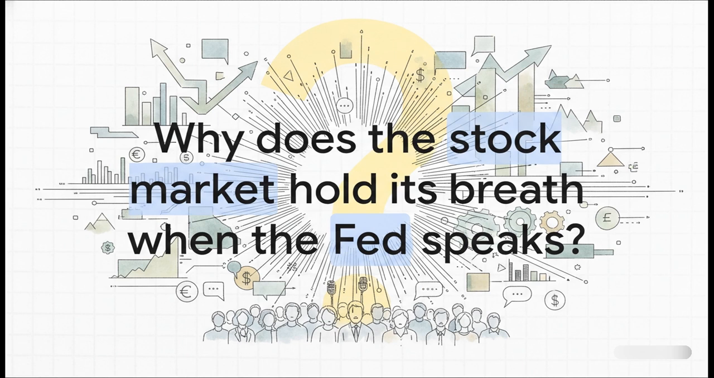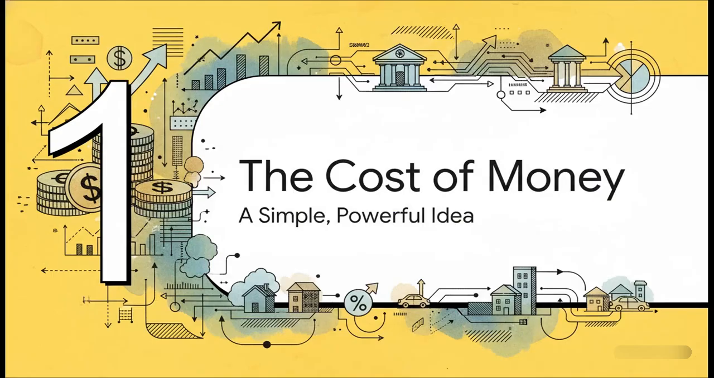And it all boils down to one core idea. And that big idea? Well, it's all about the cost of money. I know, it sounds a little bit like financial jargon, but trust me, it's a really simple but incredibly powerful concept that's behind all this chaos in the markets. So let's break it down.